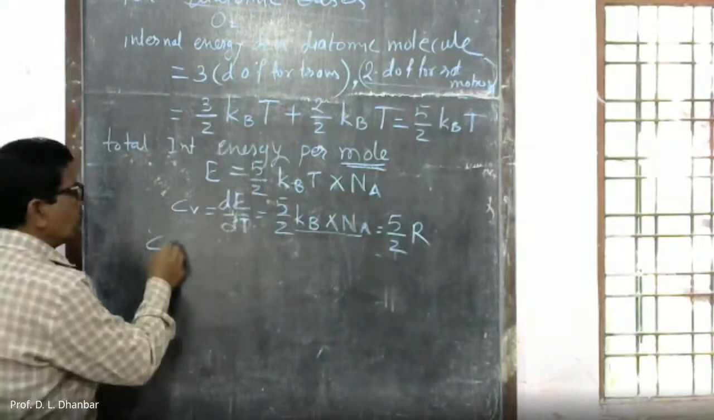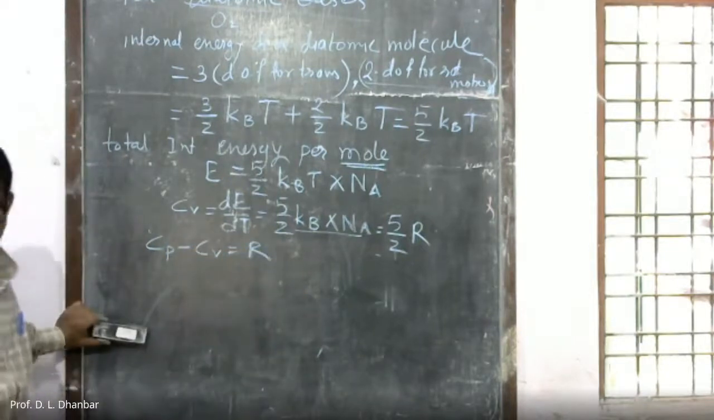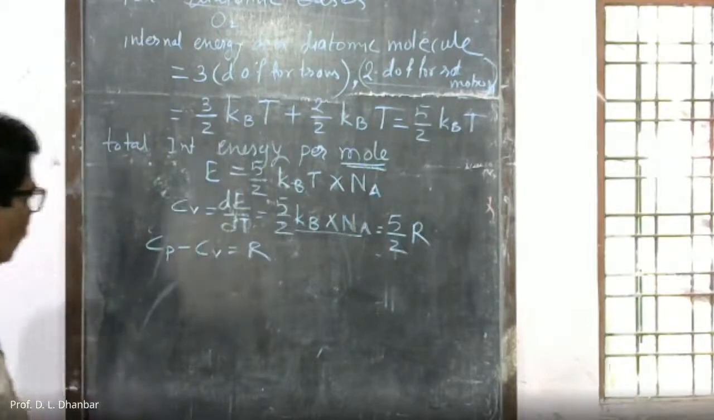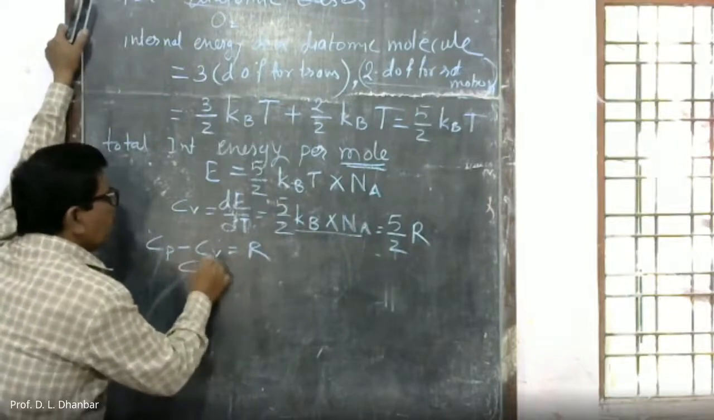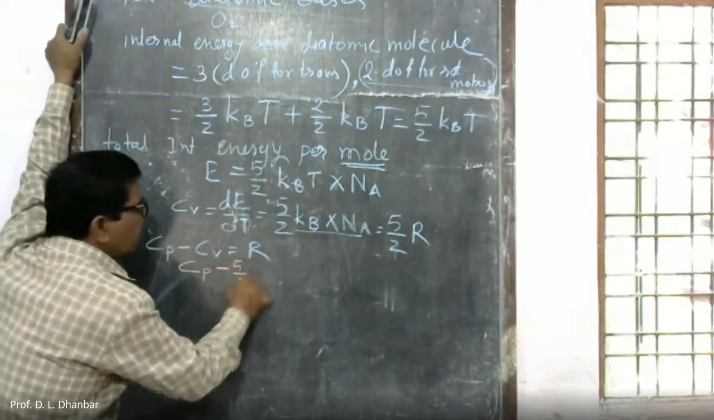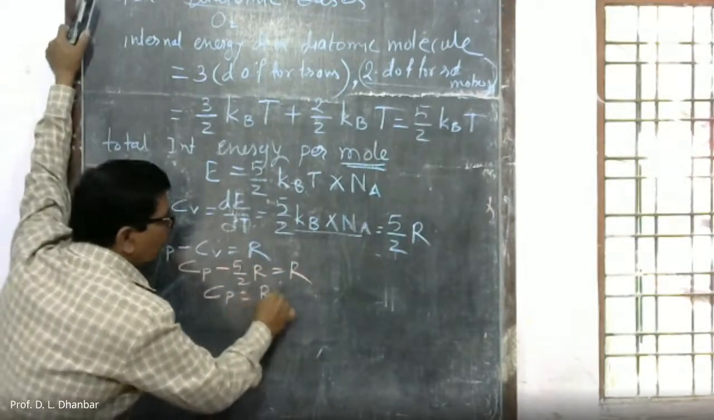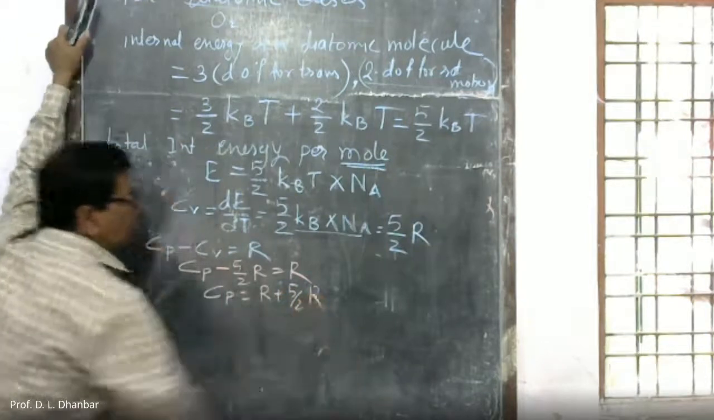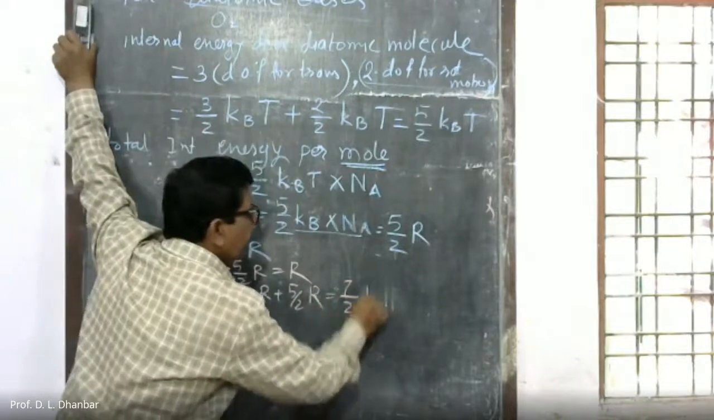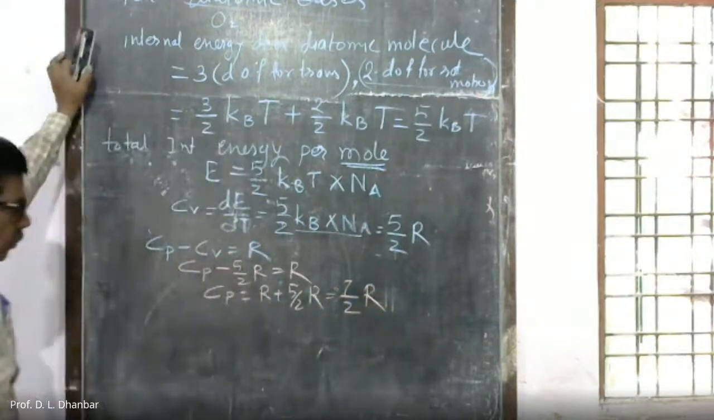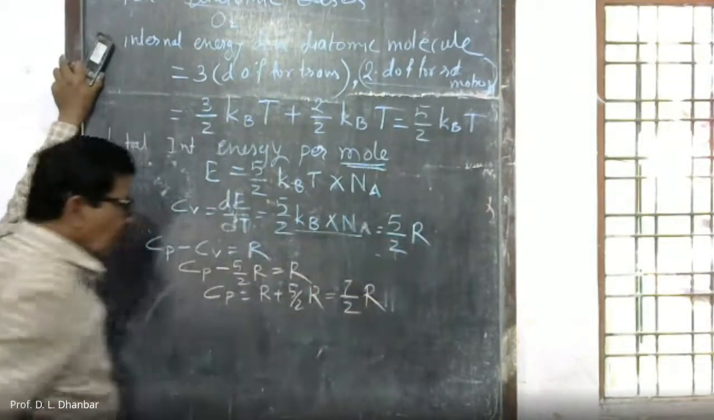So Cp minus Cv is equal to R. We know this equation, Mayer's relation. Then, if you substitute Cv in this equation, what do you get? Cp minus 5 by 2 times R is equal to R, or Cp is equal to R plus 5 by 2 times R, which comes out to be 7 by 2 times R. So Cp is equal to 7 by 2 into R, and Cv is equal to 5 by 2 times R.